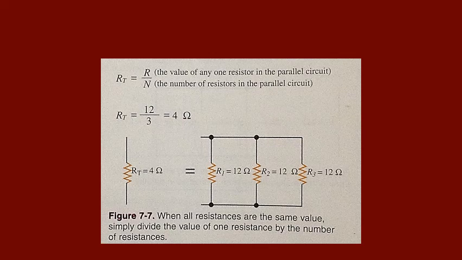In figure 7-7, the three 12 ohm resistors are connected in parallel. The total resistance for the circuit in figure 7-7 is 4 ohms, or 12 ohms divided by 3 equals 4 ohms. Note that the equal resistances method can be used in combination with other methods to simplify calculations.